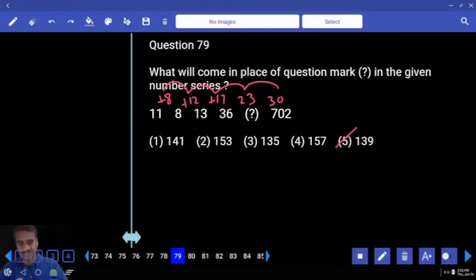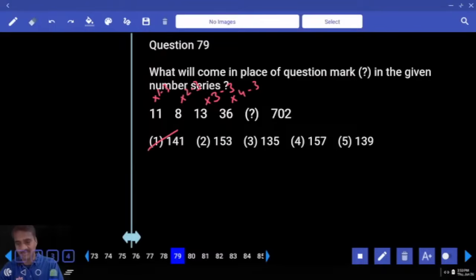The next one, 79. Now in this 79, the numbers start with 11 and increase up to 700. Numbers are increasing at a very fast rate, hence it must be a product or combination. Here 13 and 36. How can I express this? ×3 minus 3. Now it is ×2 minus 3, ×1 minus 3, ×4 minus 3. 36×4 is 144, minus 3 is 141. Choice 1, question number 79.